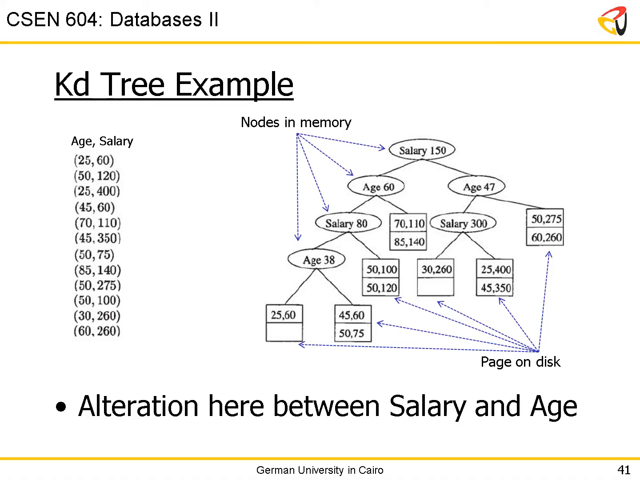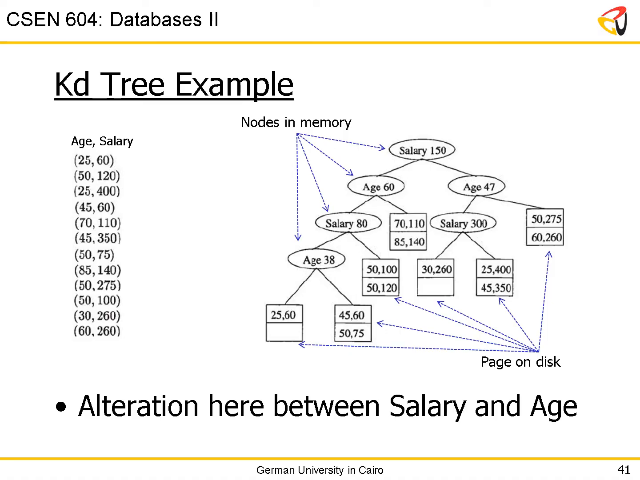And then we have these rectangles or squares that actually are the pages that are in disk. So what you see actually inside any one of those pages is the values in the specific row that we are storing there. So for example, if you go left and then right, you will see a page that has 71 and 110, 85 and 140. Now, the first is age and the second is the salary. So 70, 110, that's someone whose age is 70 and whose salary is 110.